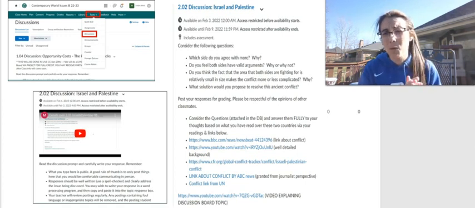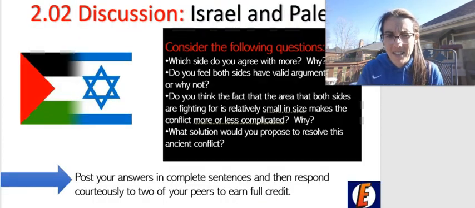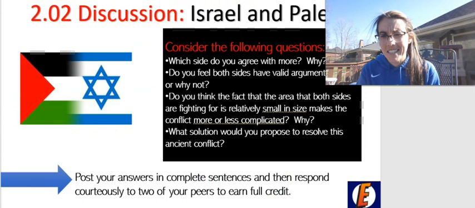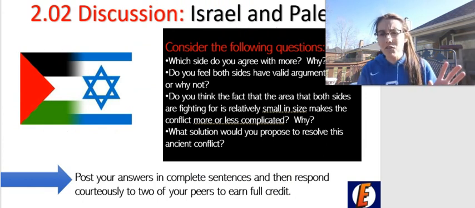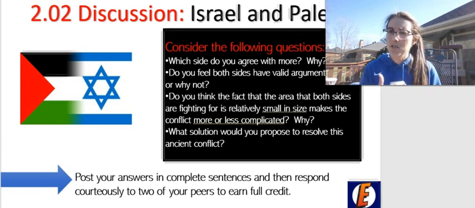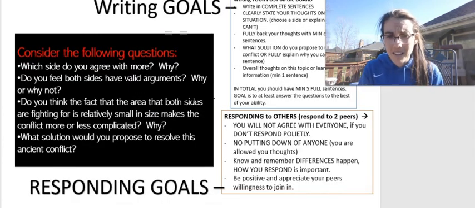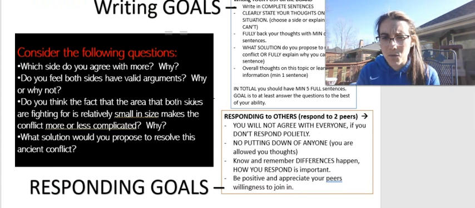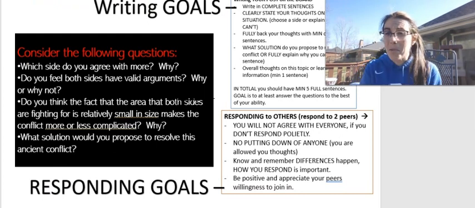The big point also is to make sure that you respond to 2 peers, keeping in mind our simple class reminders that everybody has a say. You might not agree with everyone, and if you don't agree with someone, just understand that their differences are valid. Make sure that you respond politely. Don't put anyone down. Make sure that you are positive. You can still disagree with someone in a positive manner.